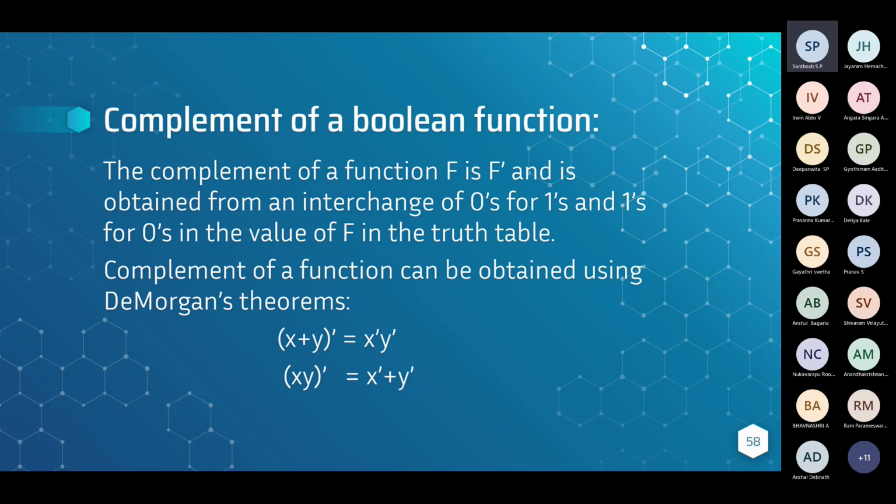Whenever in the truth table the function has zeros in its entries, we invert them, and its complement has ones in those places. And whenever it has ones, its complement has zeros in those places. So the complement of a function is basically the inverse of the function.